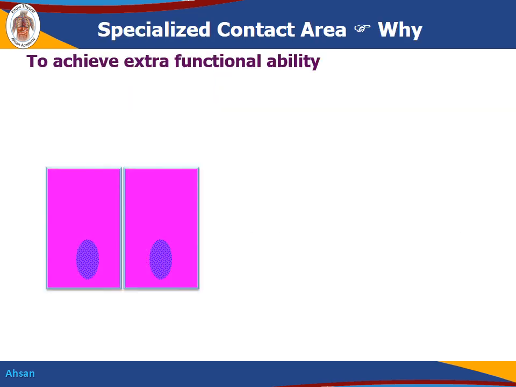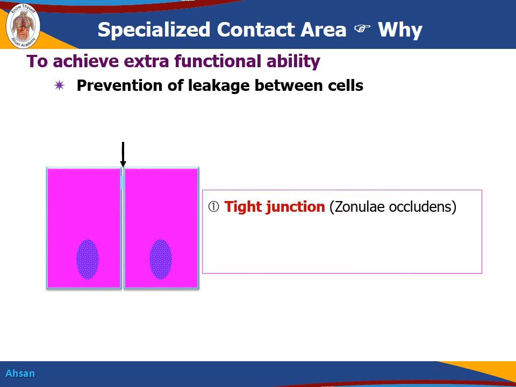To achieve specialized function, this intercellular gap shows some specialized types of contact areas, especially to prevent the leakage between the cells. The gap between the cells is reduced and the plasma membrane is fused together in some areas. This is called the tight junction or zonula occludens.